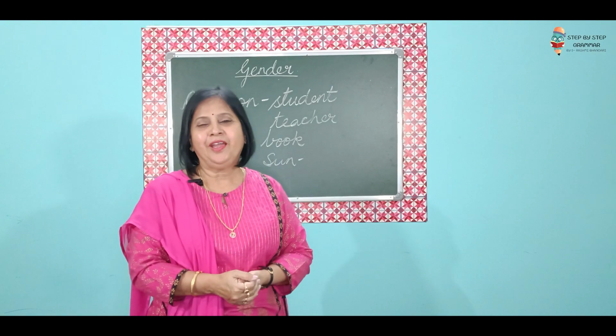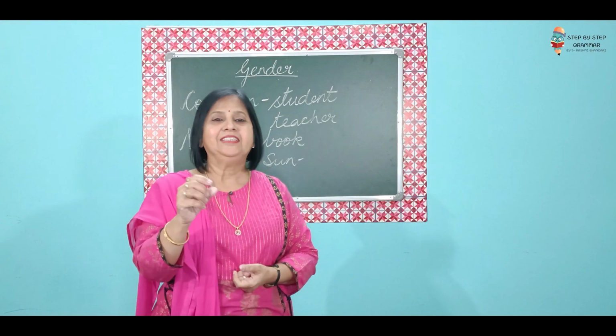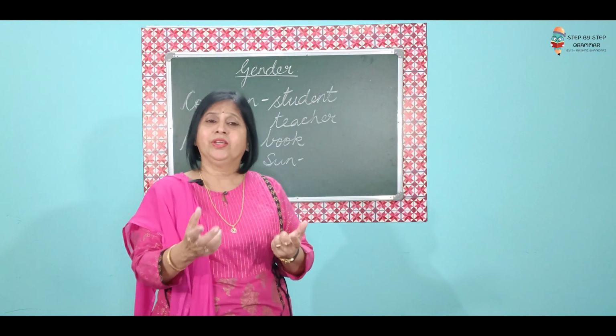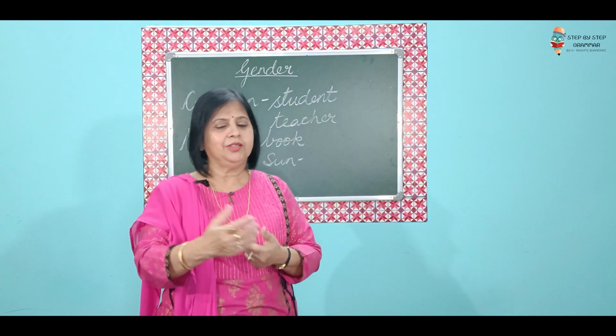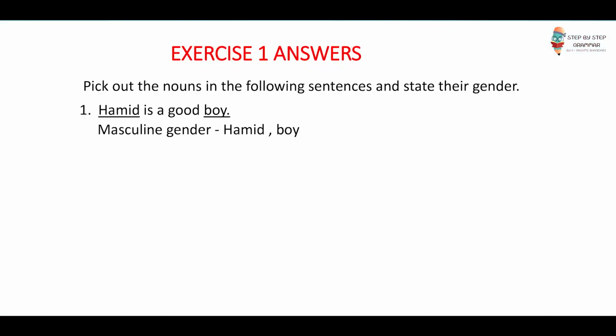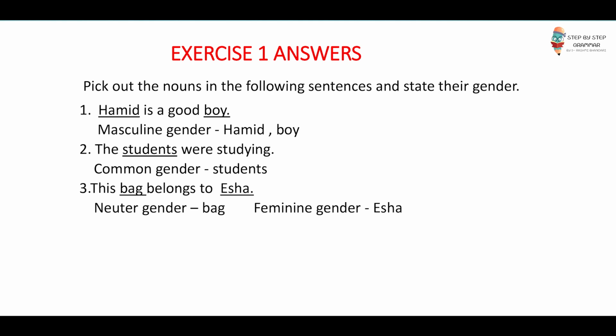Okay, so this was a very simple exercise where you just had to pick out the noun and state its gender. Looking at the names, you can find out whether it is masculine or feminine or common gender or neuter gender. Answers all in front of you. Hamid and boy, as you can see, masculine gender. Students, common gender. Bag, non-living thing, so neuter gender. Isha, the name of a girl, so feminine.